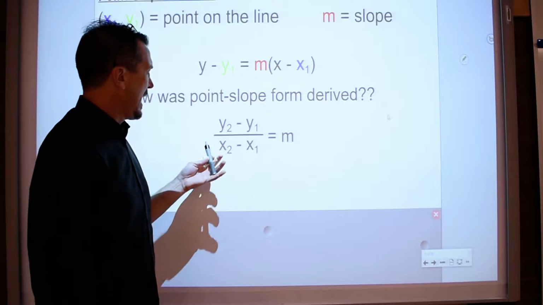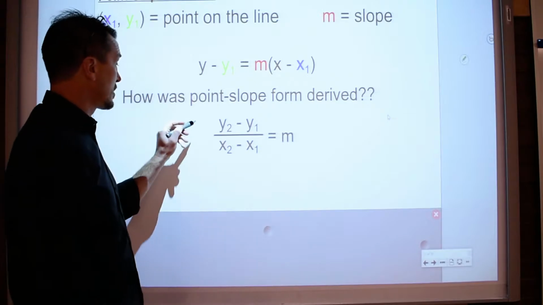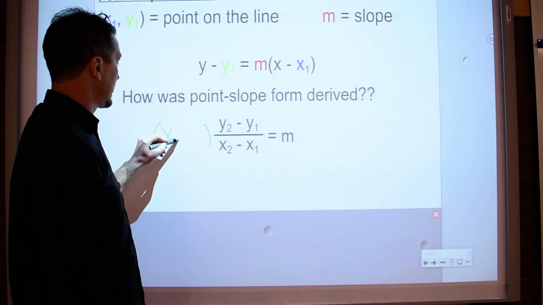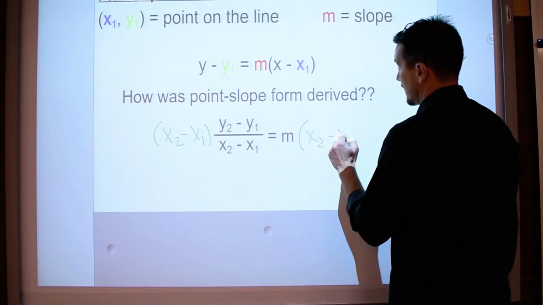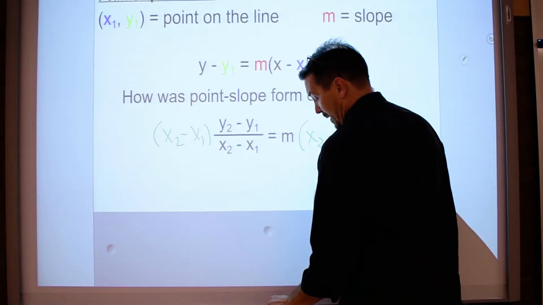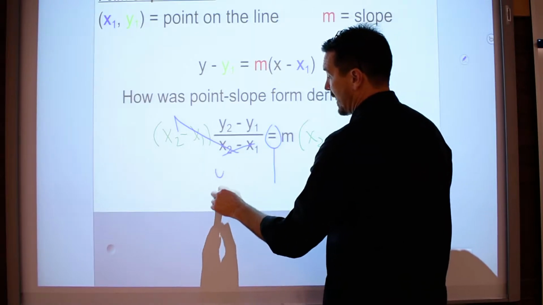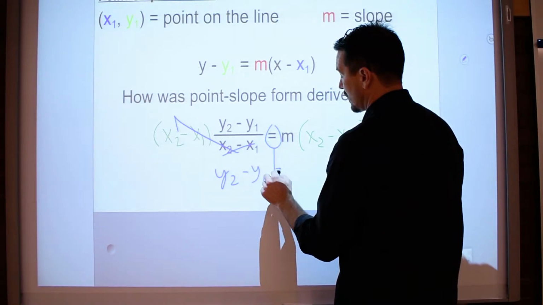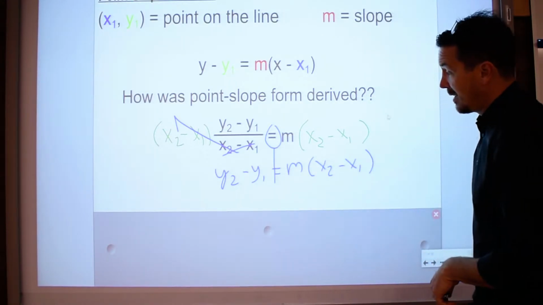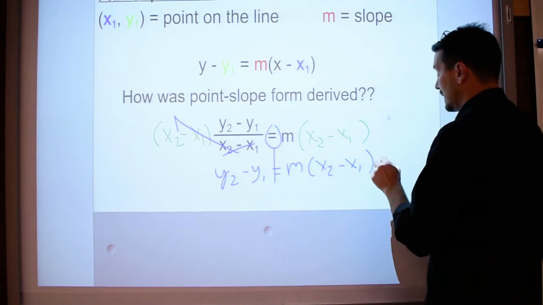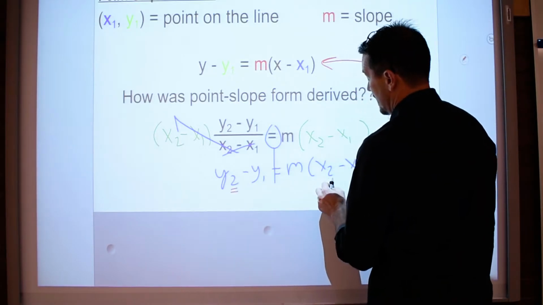They said, okay, I have x2 minus x1 on the bottom and I want to get it out of the bottom. So to do that, they multiplied both sides by x2 minus x1. On this side it's this over that, and that simplifies to 1, and I get left with y2 minus y1 equals m times x2 minus x1. And this already looks a lot like the point-slope formula, doesn't it? The only difference is they got rid of the second point.